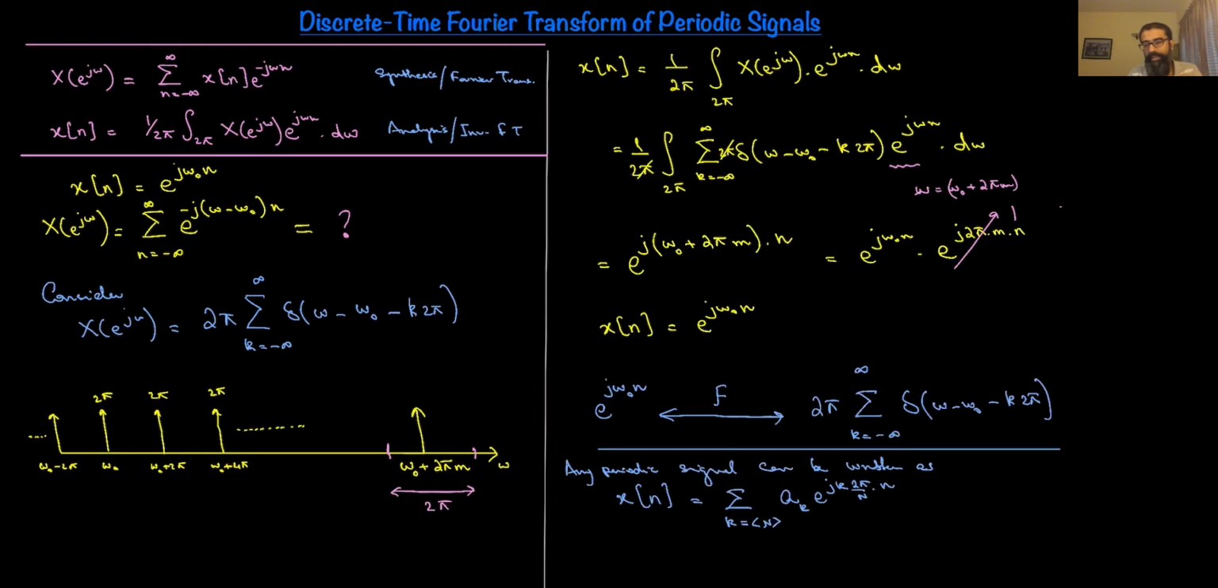In other words, any discrete time periodic signal can be represented as a superposition of these complex exponentials. For each one of those complex exponentials, I know the Fourier transform, and then I can just apply linearity to determine the Fourier transform of any periodic signal. Instead of generalizing this further, what I'm going to do next is give you some examples to illustrate this point.